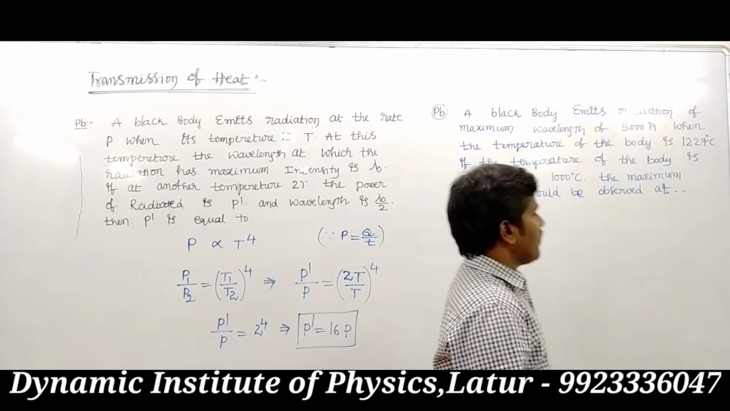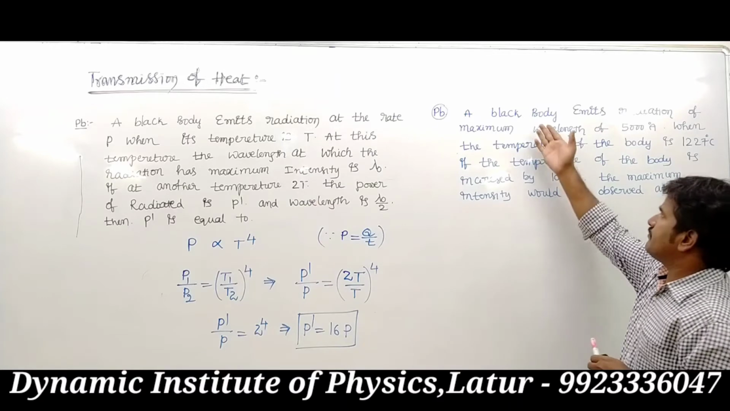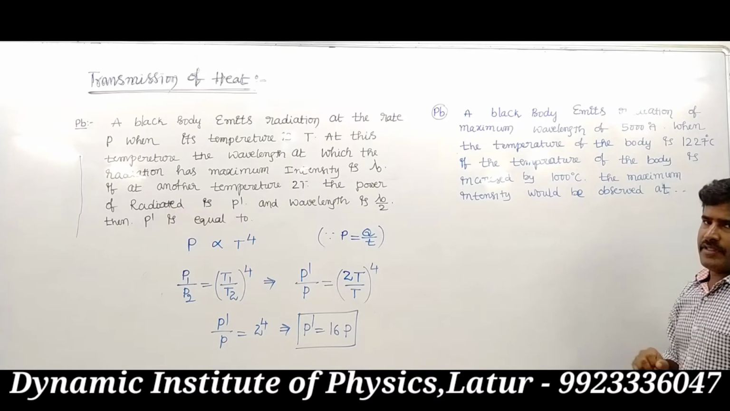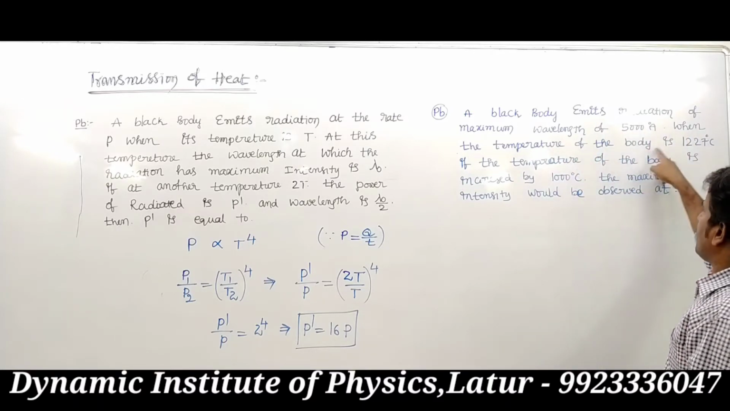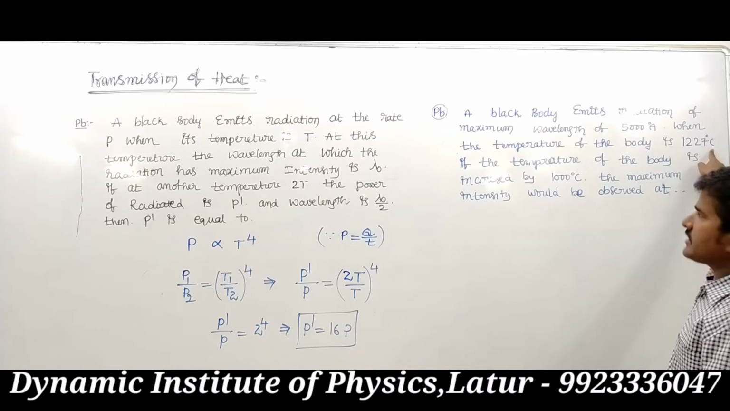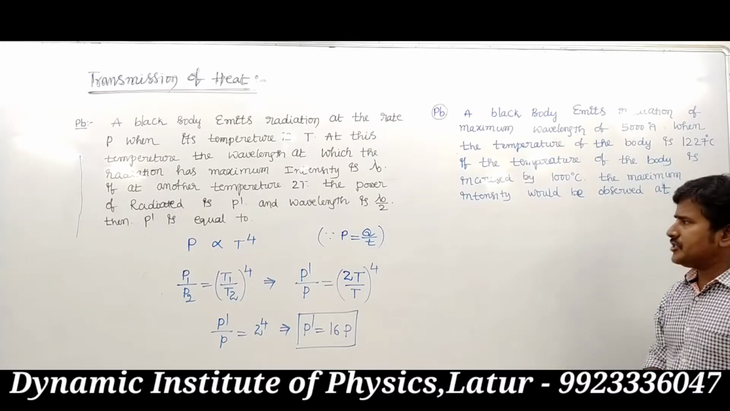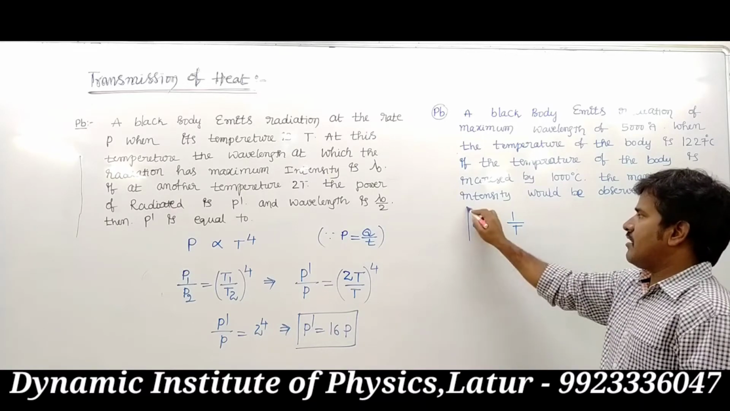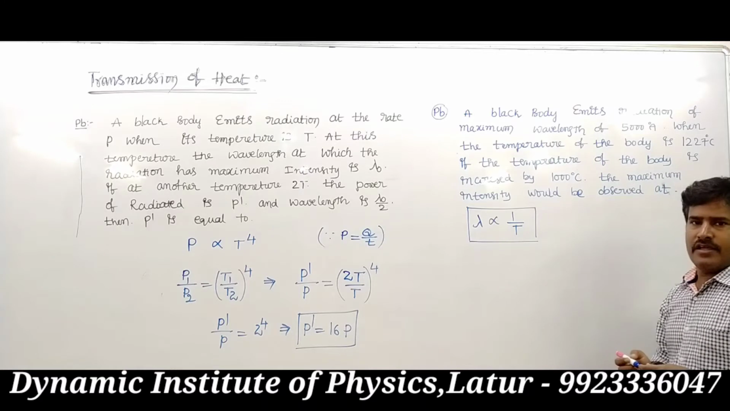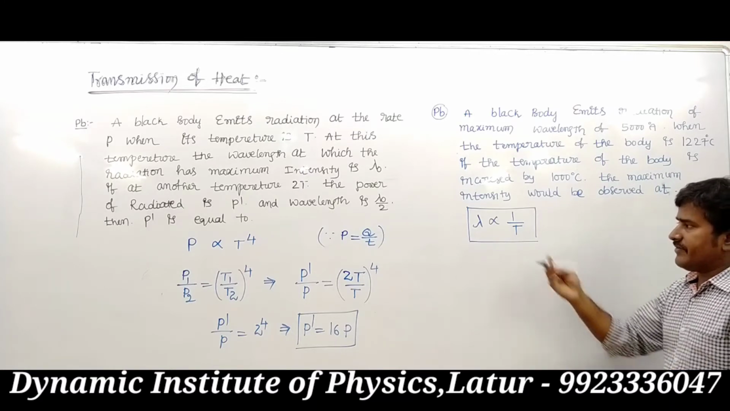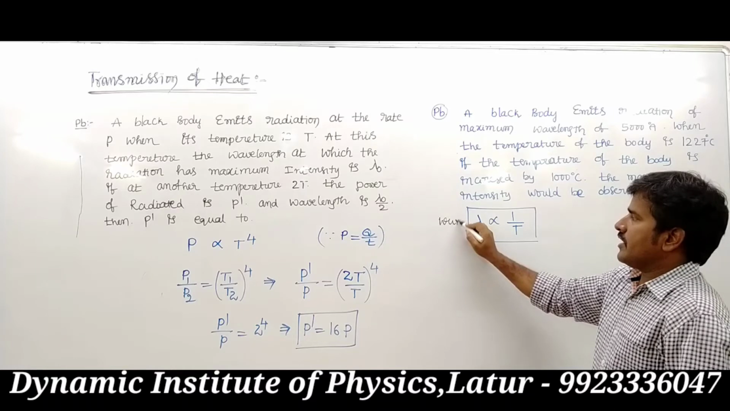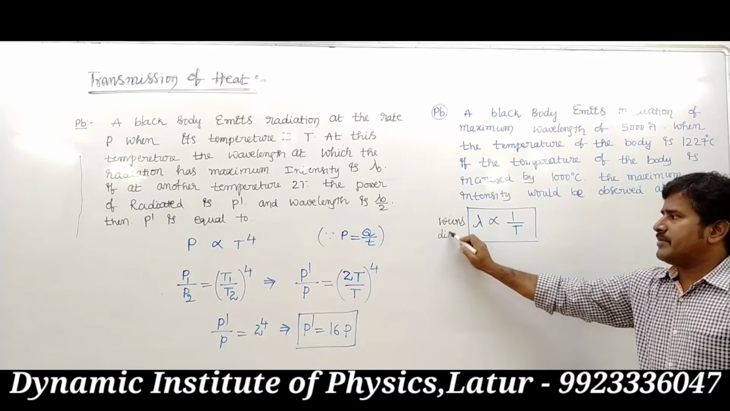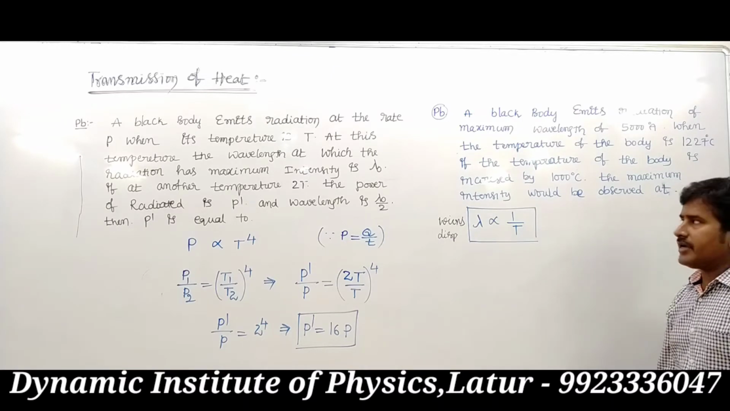Another problem: a black body emits radiation of maximum wavelength 5000 angstrom when the temperature of the body is 1227. The relation between temperature and wavelength is given: lambda is proportional to 1 by T. This is called Wien's displacement law. So lambda into T equals a constant.